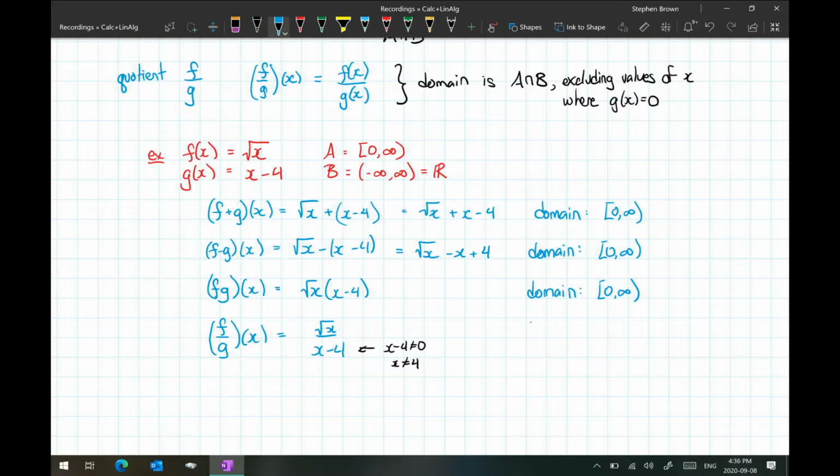So that means that the domain is all numbers greater than or equal to 0. We'll start at 0 with a round bracket, but it excludes 4. So that means we can only go up to 4 without including it. And then we'll start on the other side of 4 and continue to infinity. So it's just one little hole compared to the rest of these addition, subtraction, and multiplication operations.